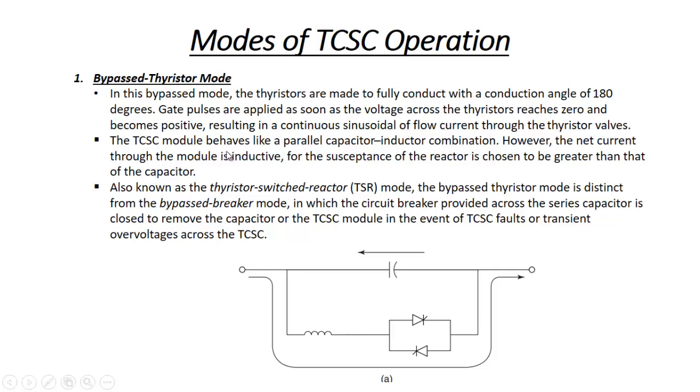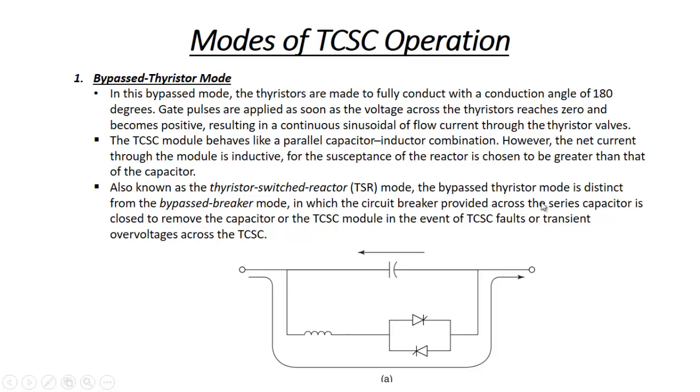The TCSC module behaves like a parallel capacitor inductor combination. However, the net current through the module is inductive, because the susceptance of the reactance is chosen to be greater than that of the capacitor. I have just told you. In this case it will be used as a thyristor switch reactor, also known as a thyristor switched reactor. It is triggered as alpha is equal to 0.